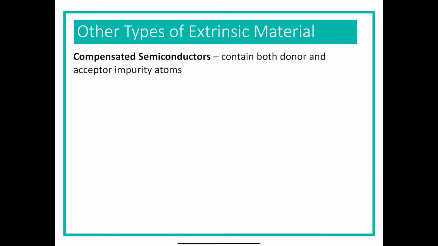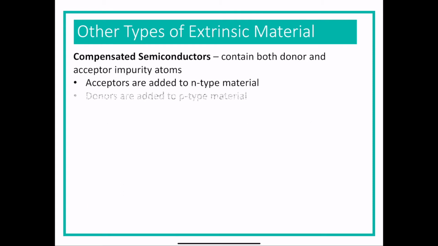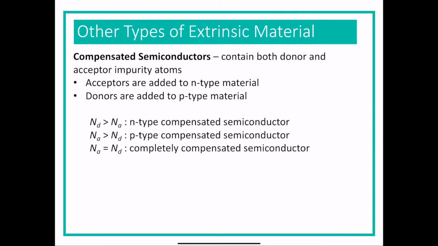So basically, when we have compensated semiconductors, we add acceptors to N-type material or donors to P-type material. Then we can still classify it. If the number of donors is greater than the number of acceptors, we call that N-type compensated semiconductor material. And if the acceptors are greater than donors, that's P-type compensated semiconductor material. And then if they're equal, it's completely compensated. And I don't know if I've really ever come across that.